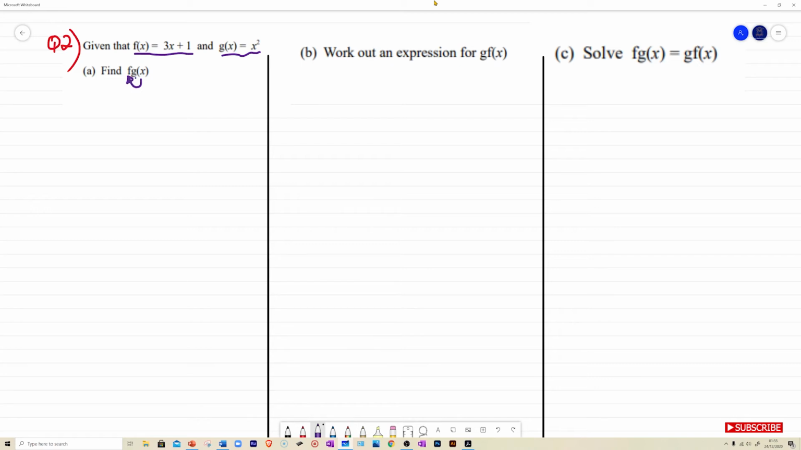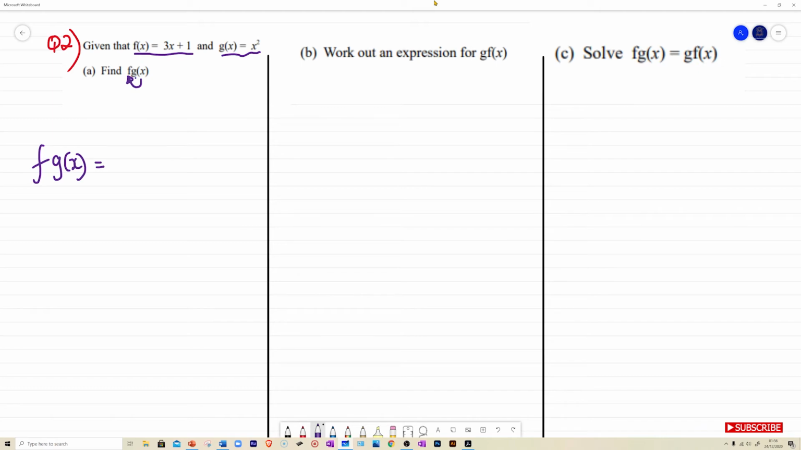Okay, so g is x squared. We're going to put that value into the f function. So let's start that. So fg of x. Now notice that this time you don't have numerical numbers, but it doesn't matter. You just have to put what g of x is into f.